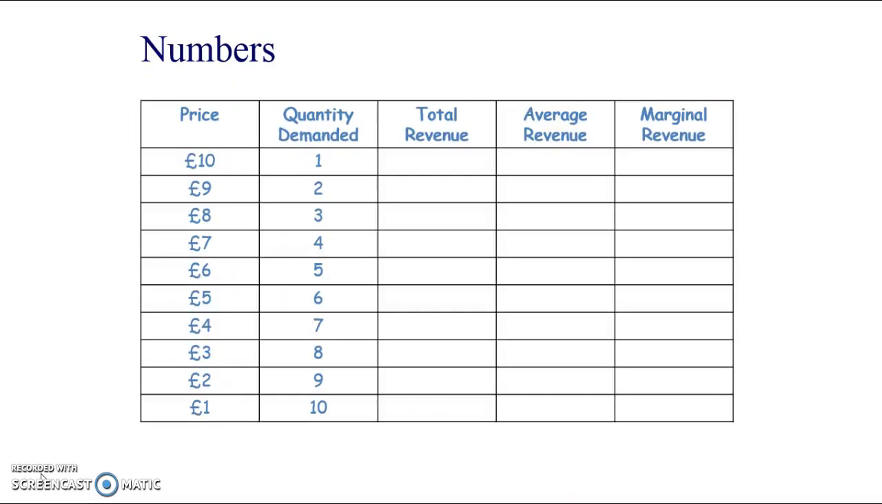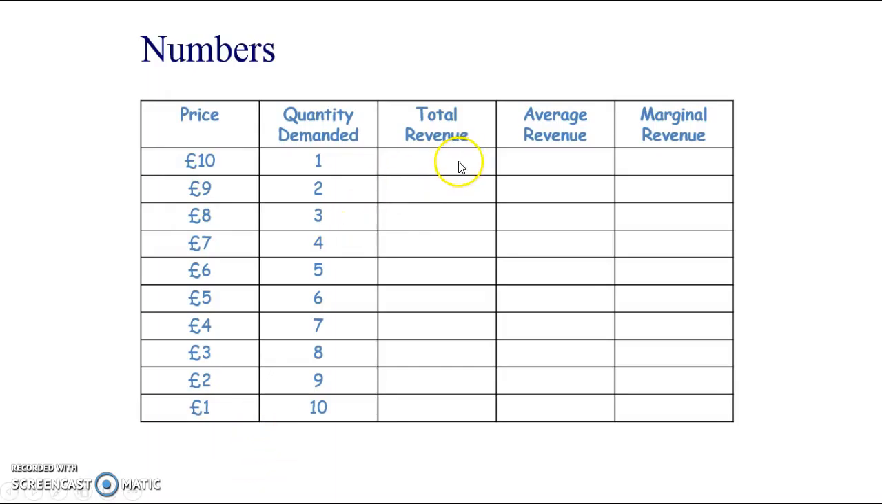So if we have a look at some numbers and some examples of this, let's imagine that if we price an item at £10, we're going to sell one, and if we reduce the price, we're going to get more demand, and so on and so on. So we've got our expected relationship with the demand where it increases as the price decreases.